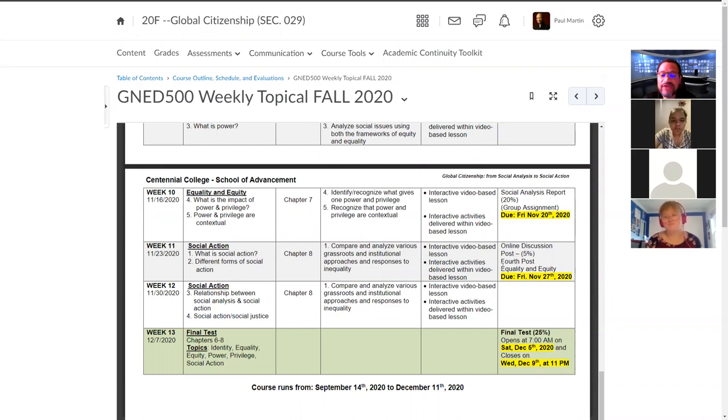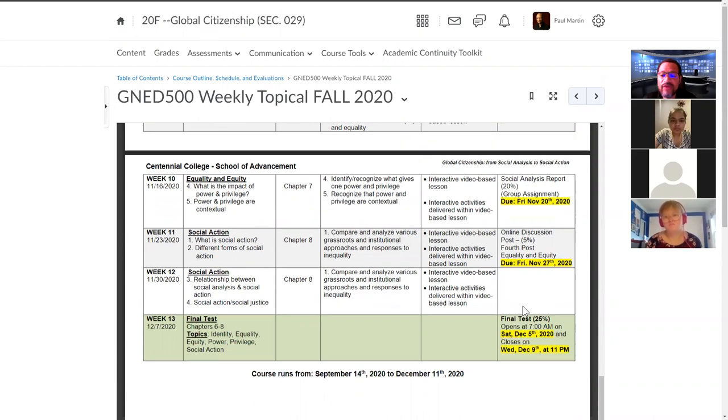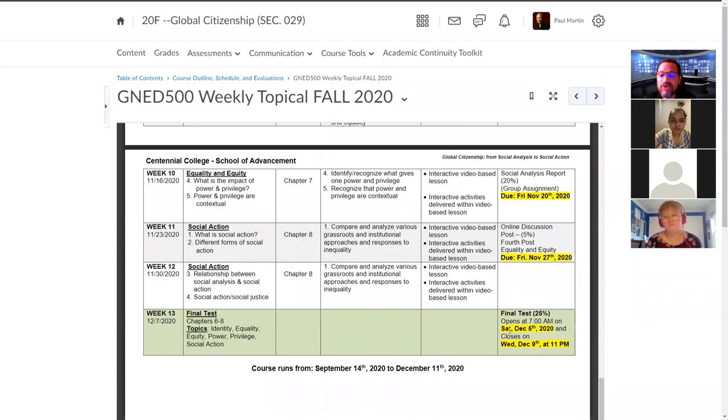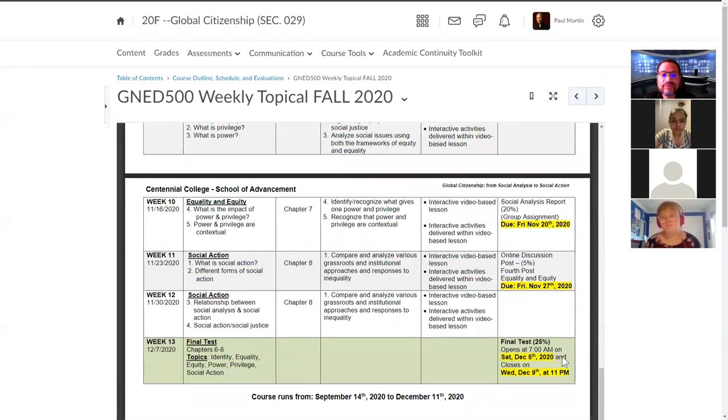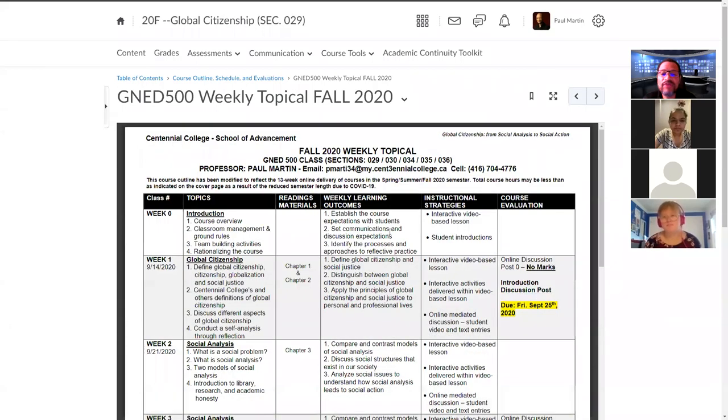Then you'll have your last discussion post, which will discuss equity and equality. And then we'll have the final exam, which will open on the Saturday and close on the Wednesday. And then I have to get those marks in at the end of the week, and your class will then close for this particular semester. Okay. So this is an overview, again, to keep you in line and see what's going on from week to week.